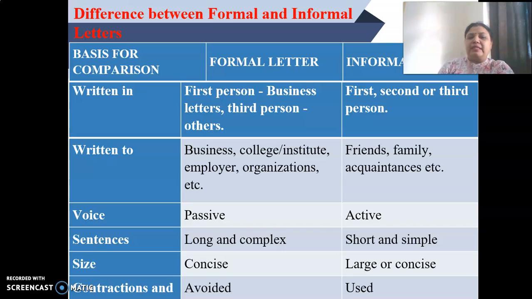The size of a formal letter is concise, and one should be particular while writing that it should not be too long and should convey the message properly. But in case of an informal letter, we can write it either at large size or maybe concise, the way we can communicate our things to the concerned person. Contraction and abbreviation. In a formal letter, we usually avoid contraction and abbreviation, but in case of an informal letter, we use abbreviations or contractions.